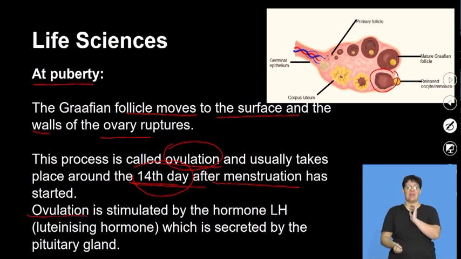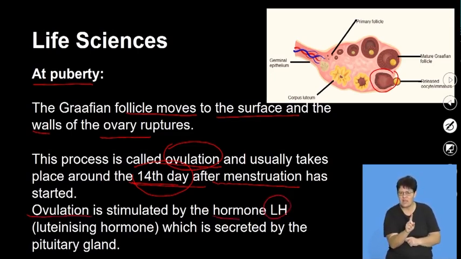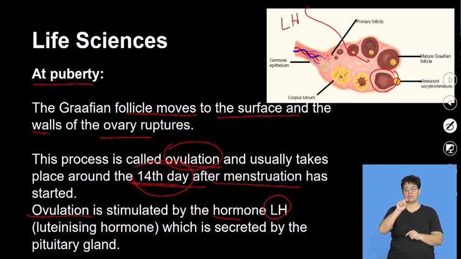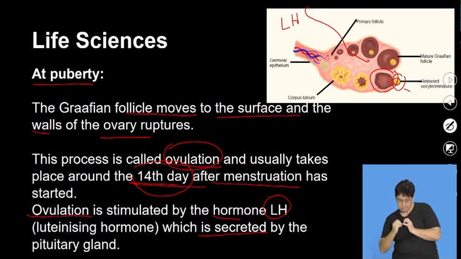The process of ovulation is stimulated by a hormone called LH. So the pituitary gland releases a hormone called luteinizing hormone, or LH, and that targets the mature follicle, which is stimulated so that the follicle ruptures and releases an egg.